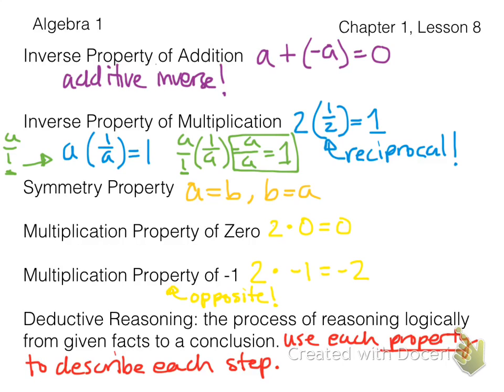Multiplication property of 0: multiply anything times 0, your answer is 0. Multiplication property of -1: multiply anything by -1 and you get its opposite. The opposite of 2 is -2, and basically that's all mathematically done by multiplying by -1. All right, last up, deductive reasoning, the process of reasoning logically that gives facts to a conclusion. Basically, whenever you have to prove the steps of a problem you're showing, you're using the property to describe each step. All right, I'm done.